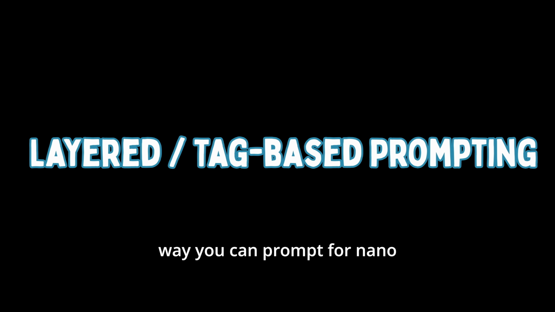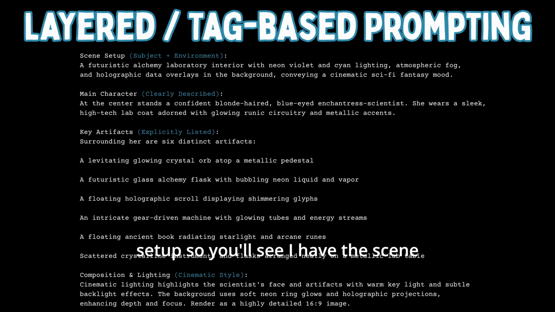Another way you can prompt for Nano Banana is to put in the scene setup. So you'll see I have the scene setup, the subject plus the environment. I have which one is the main character, and I have the artifacts listed separately so that it understands what I'm trying to accomplish here. So I can go ahead and generate that.